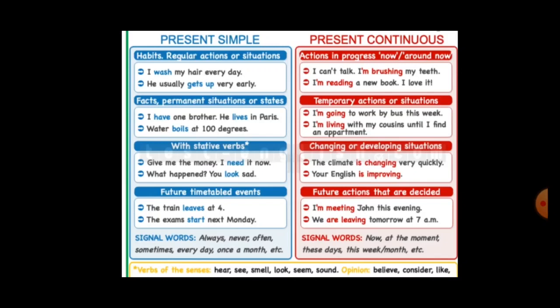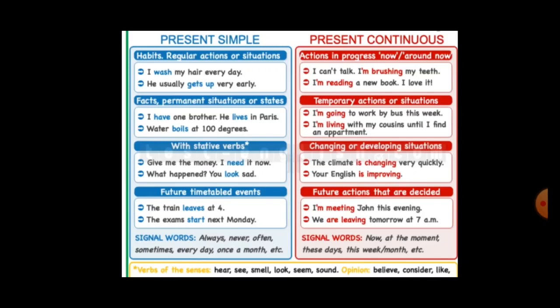Now see the future timetable events. For them also we use simple present, like the train leaves at 4. The exams start next Monday. So these are the future events which are to be done. Then in present continuous, we describe the future actions that are decided. Like, I am meeting John this evening. So it is a future plan. We are leaving tomorrow at 7 a.m.